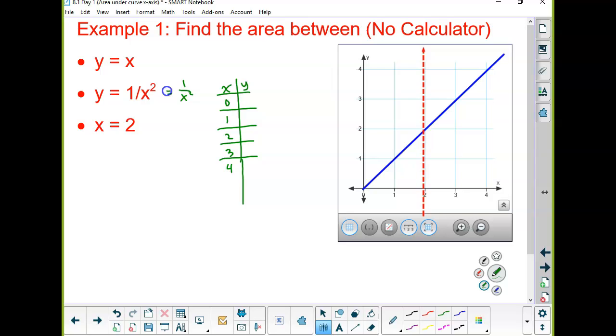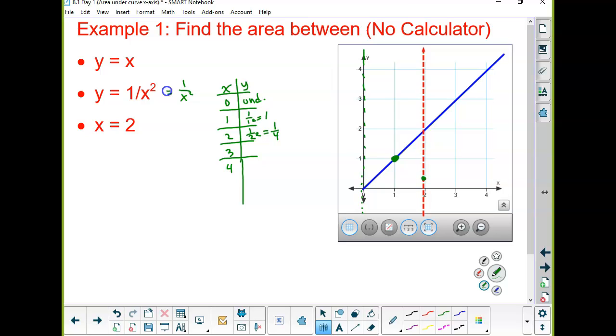So when x is 0, that's undefined. Right? I can't plug 0 in and go 1 divided by 0. So I know that it's undefined at 0. So there's some type of asymptote there, probably a vertical asymptote here. But when x is 1, 1 over 1 squared is 1. So over 1, up 1. There's my first point. And when x is 2, that's going to give me 1/4. So I'll go up 1/4.